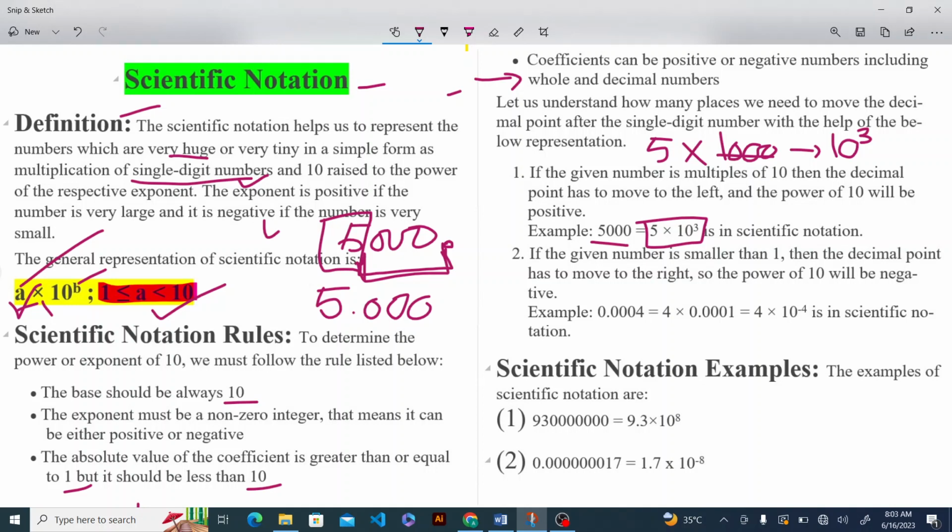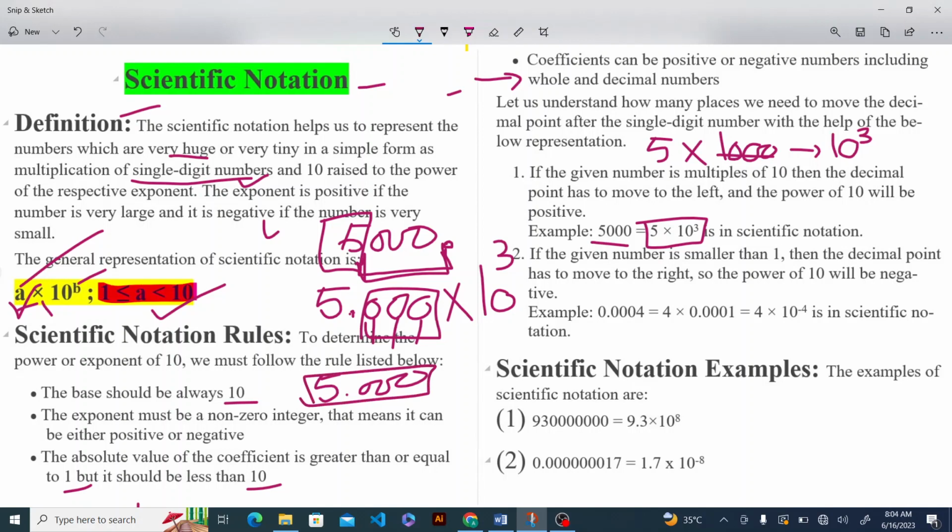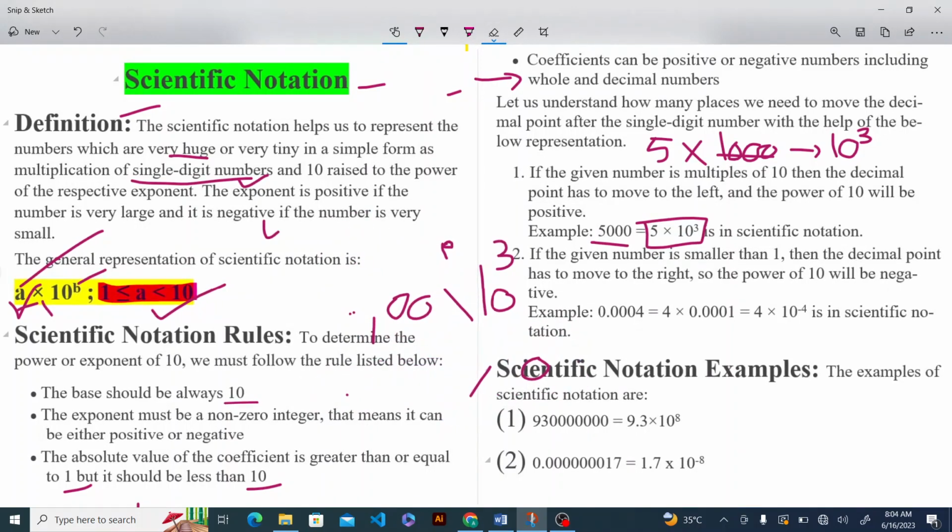So we will write it in this form, 5.000 multiplied with 10 raised to power 3, because how many digits are there after the decimal point? There are 3 digits, 1 2 3, 3 zeros. After 5.000, we can simply write 5, because the 0.000 will be represented by this 10 raised to power 3. So this is the scientific notation form of 5000. I hope you have got the idea of this example.